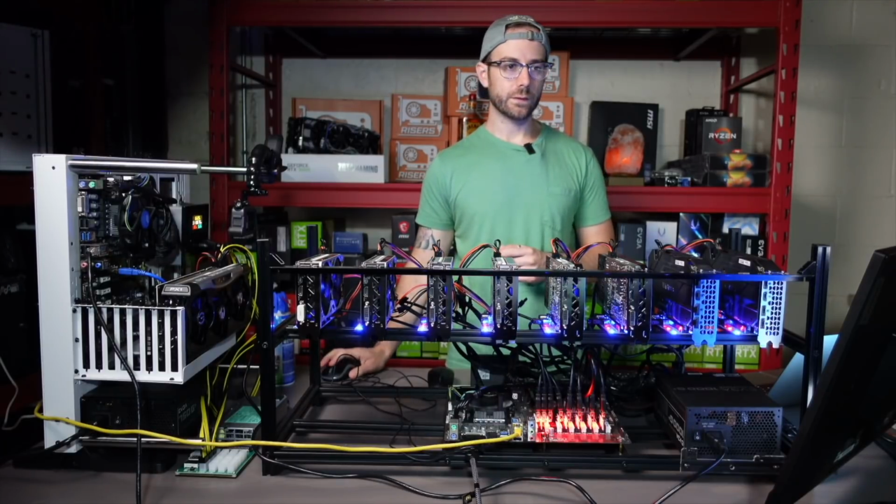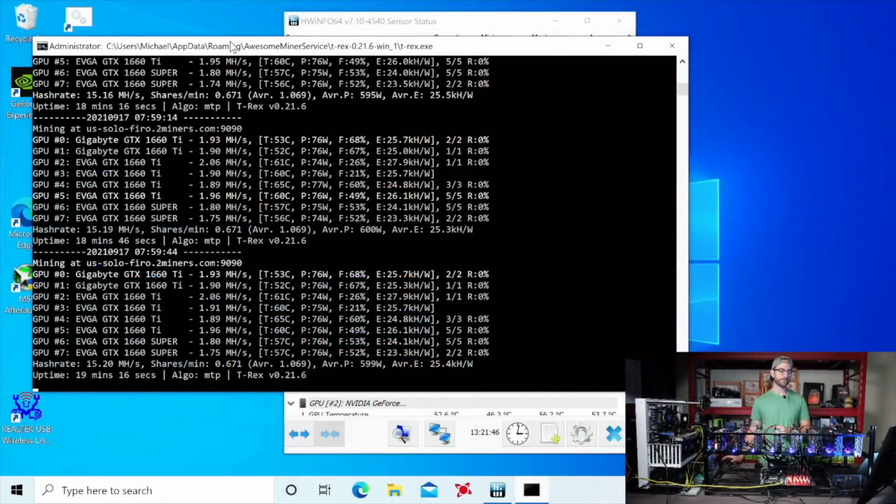So let me switch over to this rig here so we can check out what I'm seeing. So you can see it mining Firo right now. I'm continuing to solo mine Firo. And you can see the performance I'm getting on these cards, a little under 2 megahash. One of them actually over 2 megahash. You can see the wattage running about 75 watts.